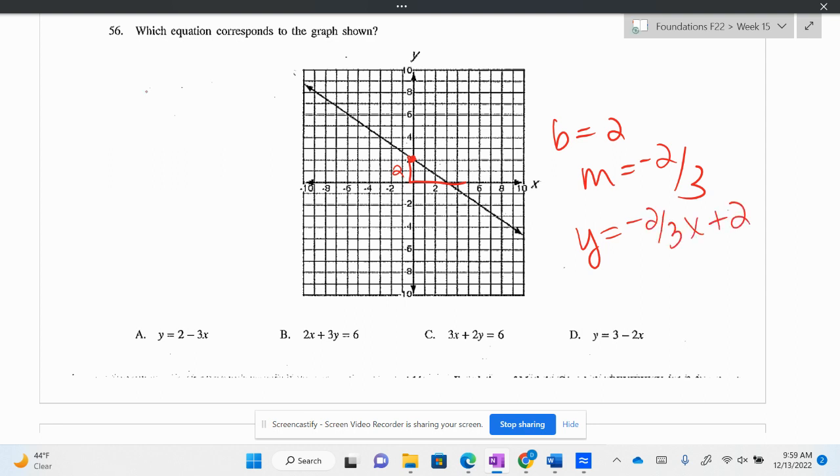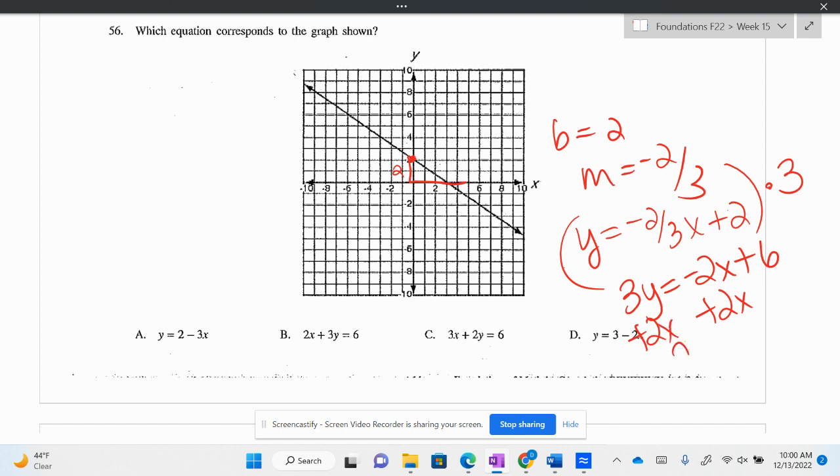It looks like this is written in standard form. So the first thing I want to do, remember with standard form, is get rid of all fractions. So I'm going to multiply everything by 3. 3y equals negative 2x plus 6. Then I want the x and the y on one side and the constant on the other. So 2x plus 3y equals 6.